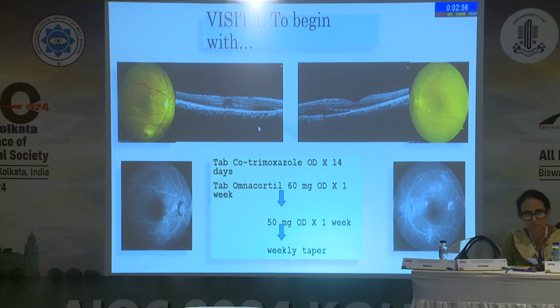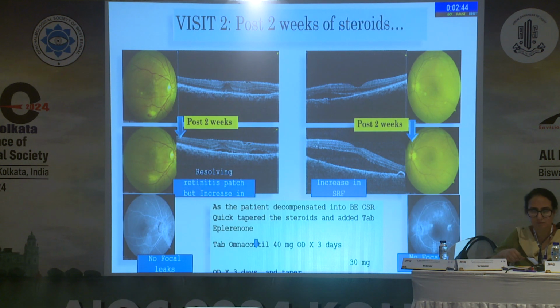This was the macular OCT on the day of presentation. You can see a parafoveal SRF pocket. We started the patient on cotrimoxazole and oral steroid 60 milligram with a weekly tapering dose. And you can see 2 weeks post steroid, there was an increase in the SRF at the macula, and there was a huge SRF in the left eye also.